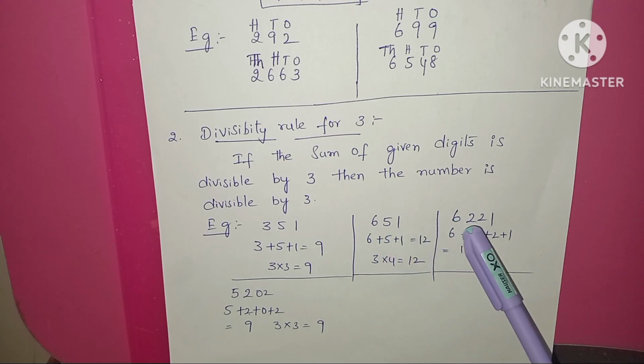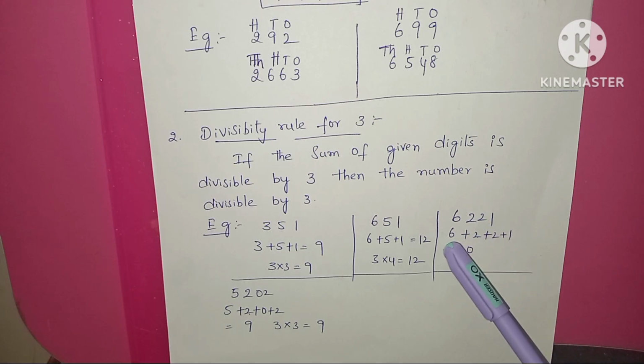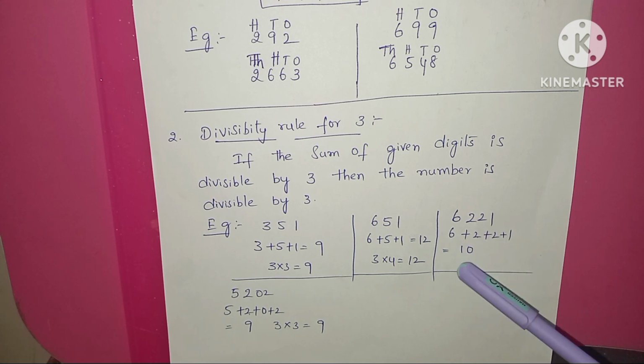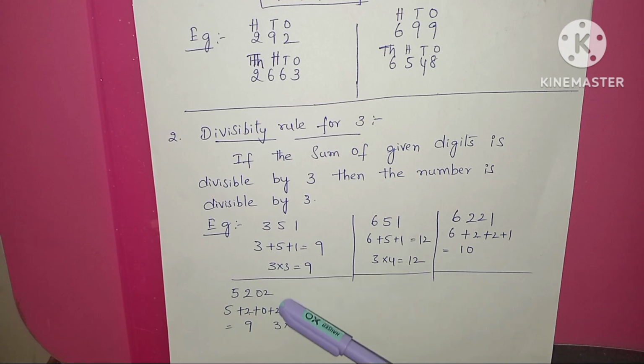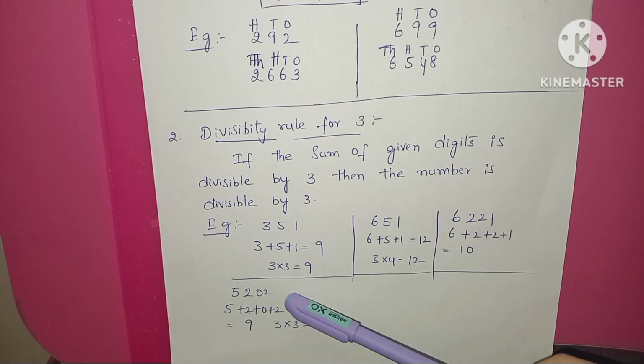And take another example, 6,221. If you add these numbers, 6 plus 2 plus 2 plus 1, the sum is 10. So this 10 is not there in the third table. And if you take another example, 5,202, if we do the total, we will get 9. 3 3s are 9, and it is considered as divisible by 3.